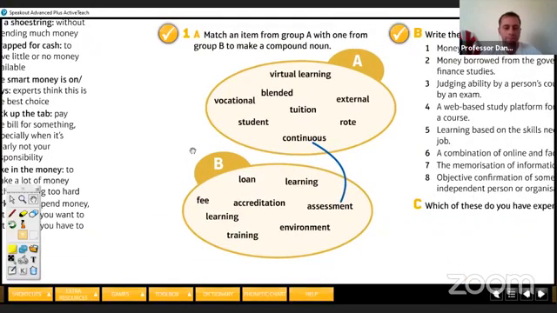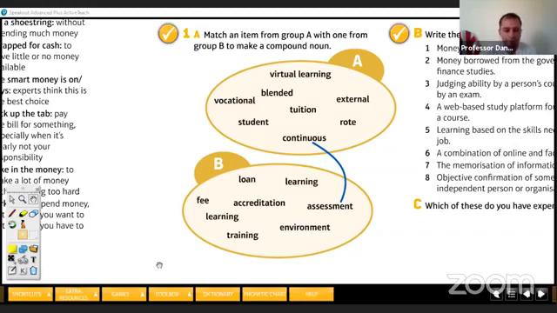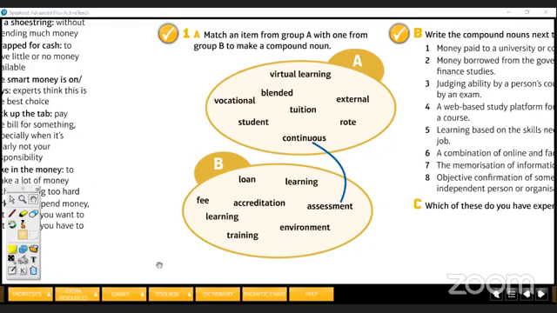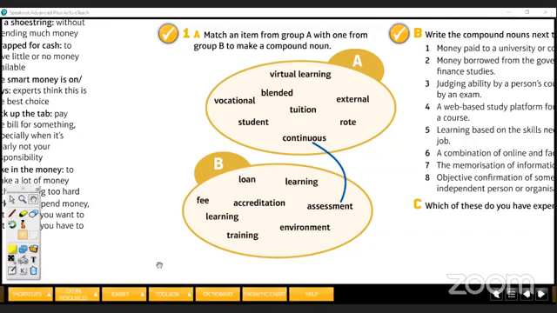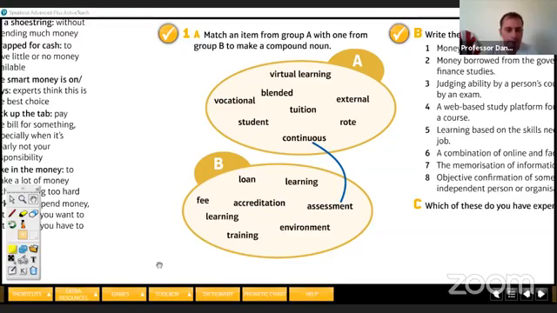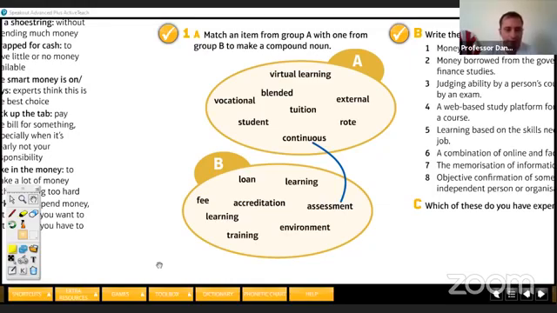Vocational. Blended learning and vocational training. Yeah, that's vocational training. Tuition fee, that's right. Tuition fee. Okay. External. Environment? Nope. Loan? Try again. Nope. Accreditation. Yeah, external accreditation.